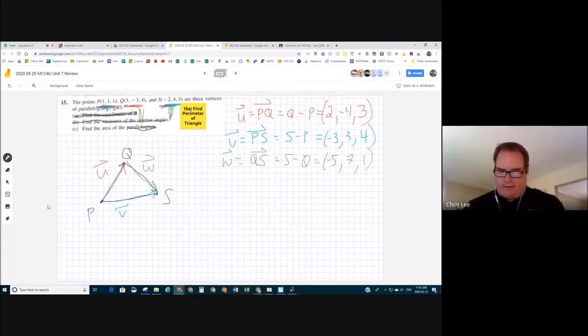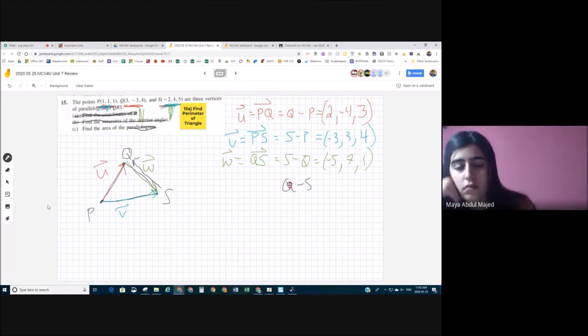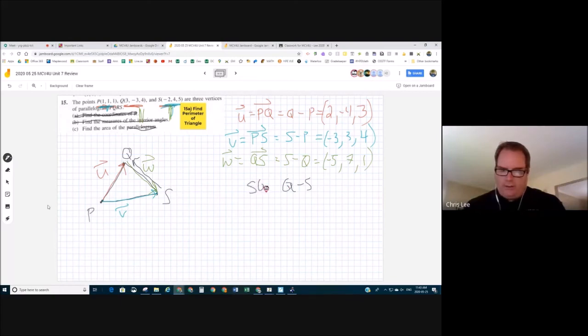Right. So let's just talk about this last one. Had I drawn the vector in the opposite direction, it would have been Q minus S, right? Because that would have been SQ. And then what this would have ended up being was 5, -7, -1. Okay? Because you'd be doing the Q minus the S instead.